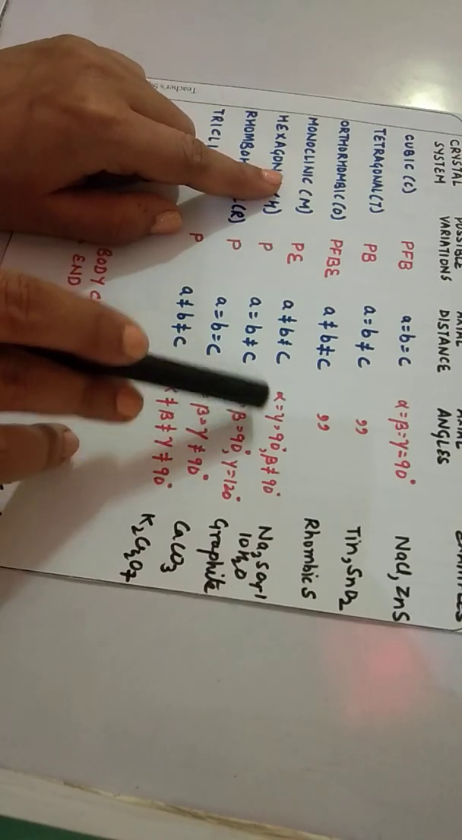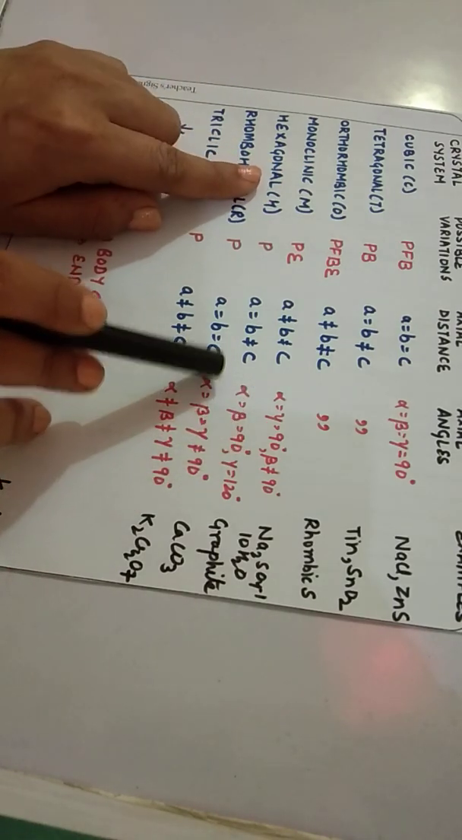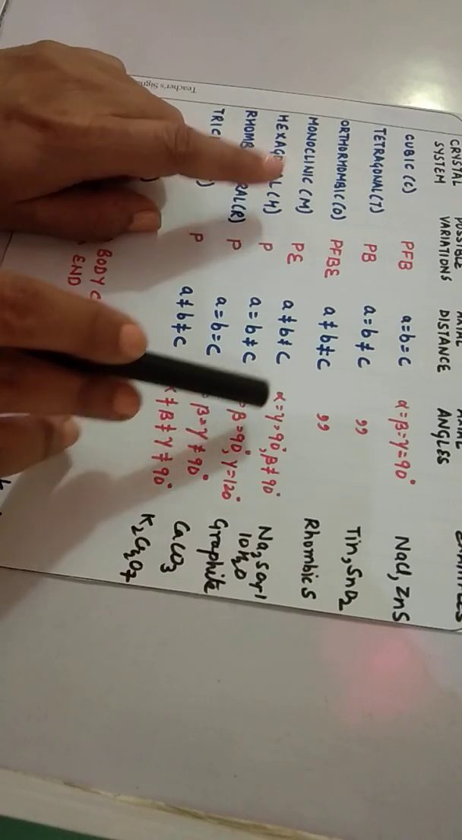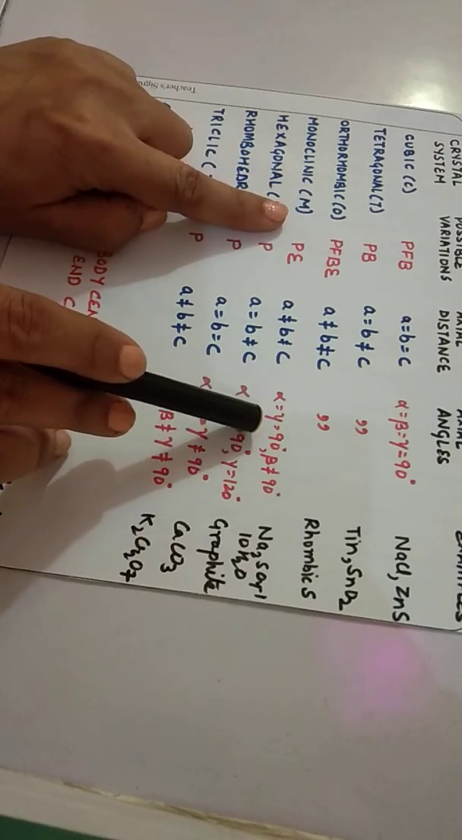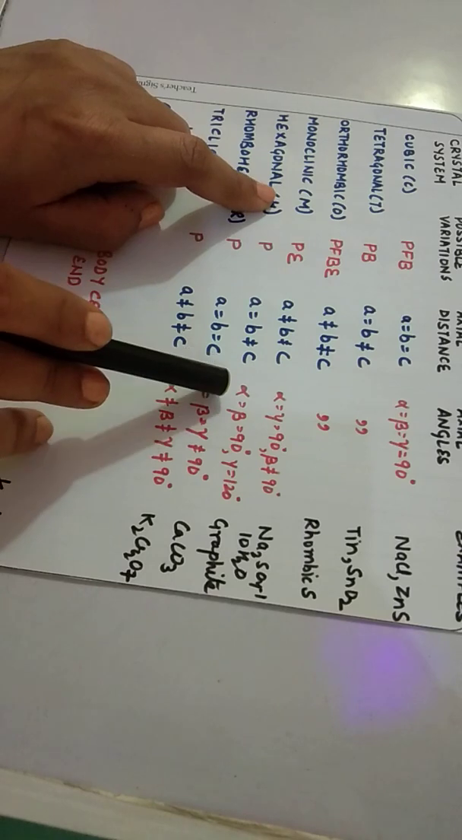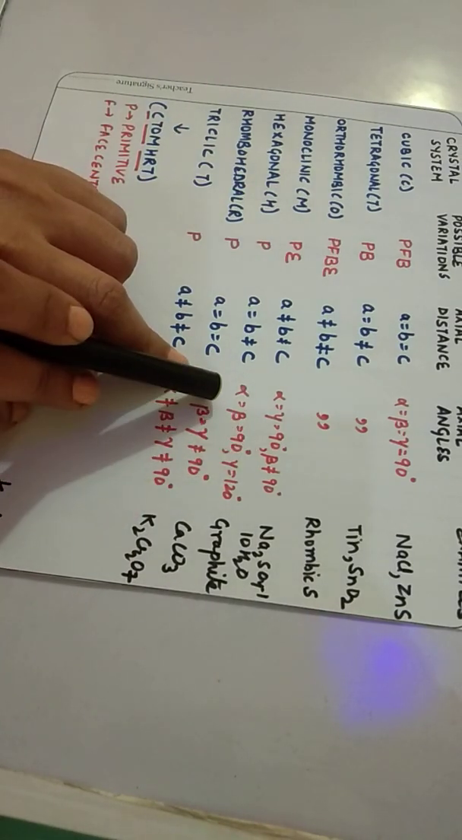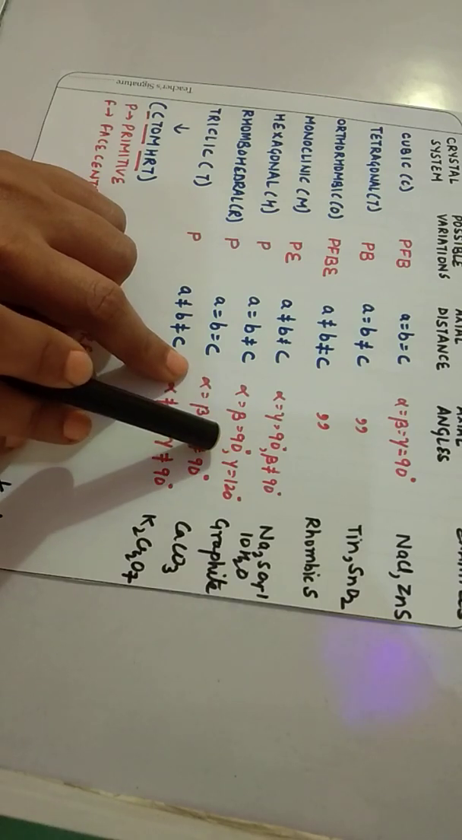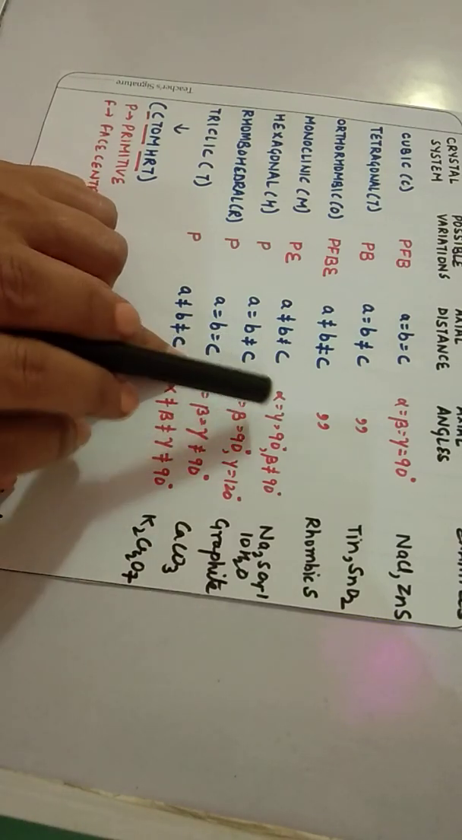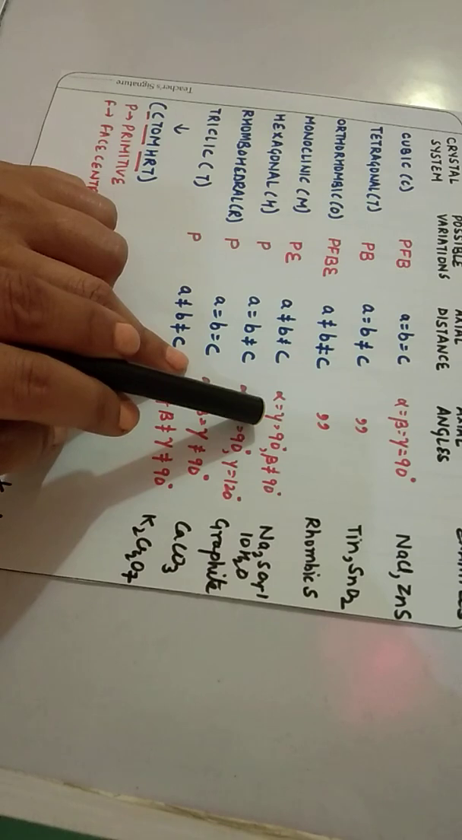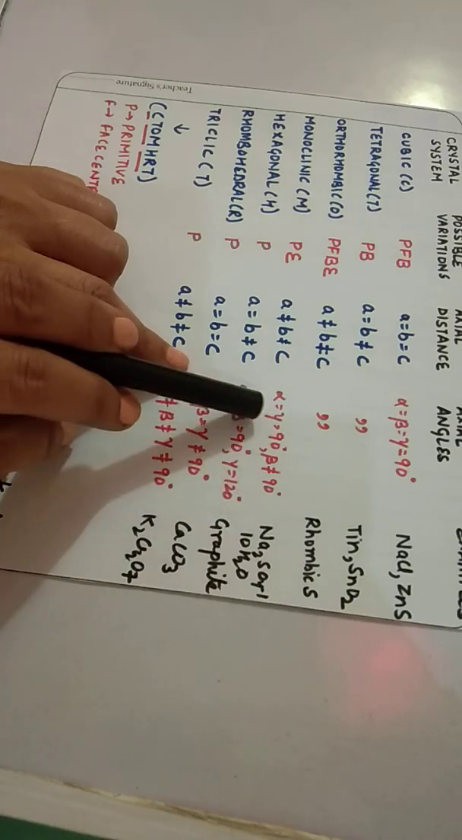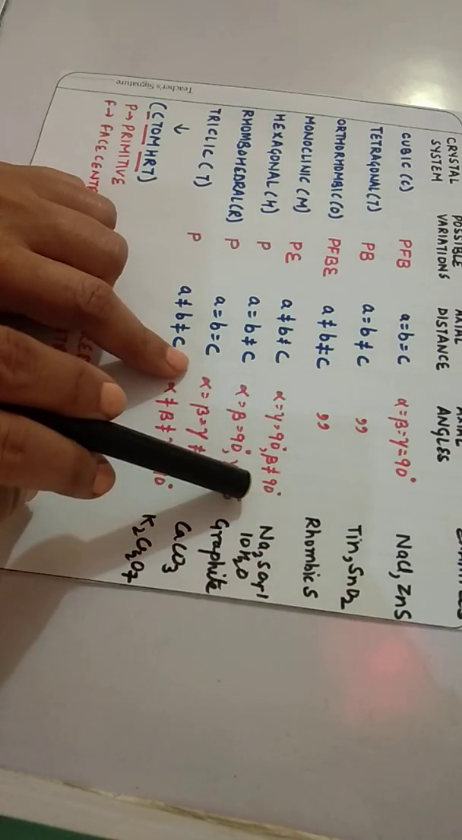Now coming to the fourth one, monoclinic. Here you see alpha equals gamma and in hexagonal alpha equals beta. So monoclinic alpha equals gamma. Next one alpha equals beta. Alpha equals gamma equals 90 degrees. Here alpha equals beta equals 90 degrees. So here two angles came, alpha and gamma, what is left is beta. It means beta is not equal to 90 degrees.